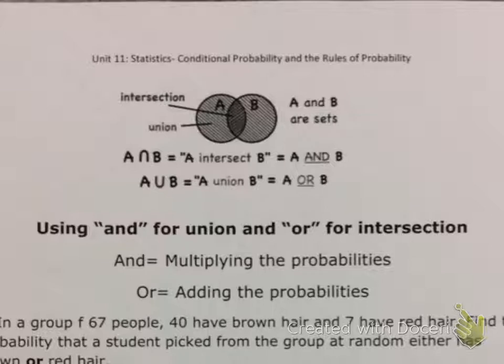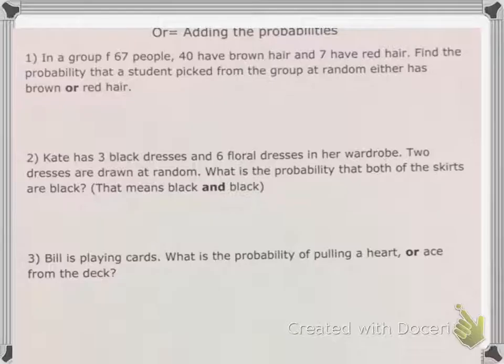All right, so here's just another explanation of what union and intersection is so that you can read through that. And again, it kind of just means everything or, so when we're doing probabilities, it helps us to know the meaning of those words. So on number 1 here it says, in a group of 67 people, 40 have brown hair and 7 have red hair. Find the probability that a student picked from a group at random either has brown or red hair.